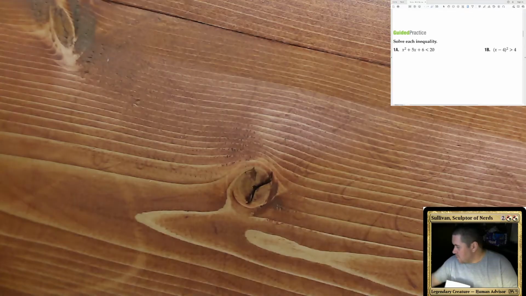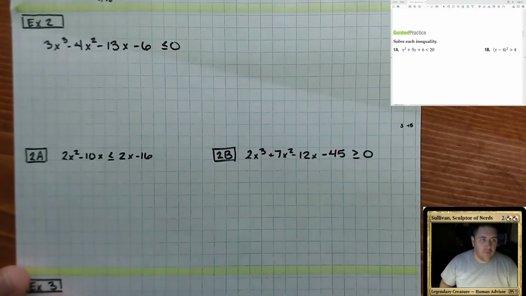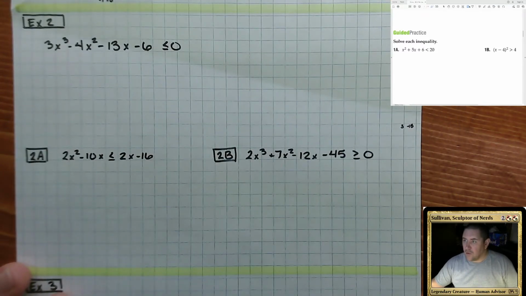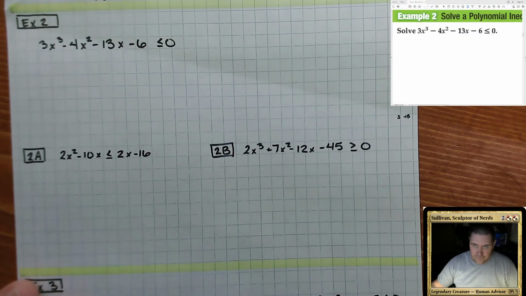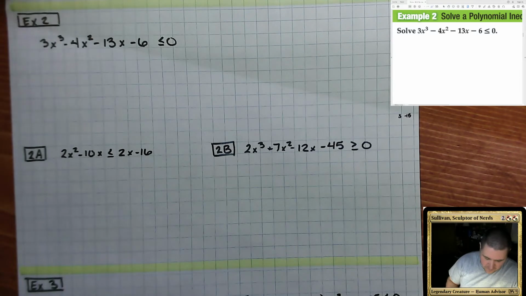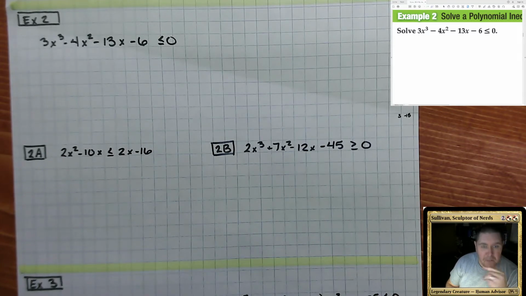Example, nope, not 4. Not yet, wrong one. On to example 2, there we go. Says, using end behavior. So, A, this one's easier. So I figure we're going to give you a little taste of that split term factor by grouping.